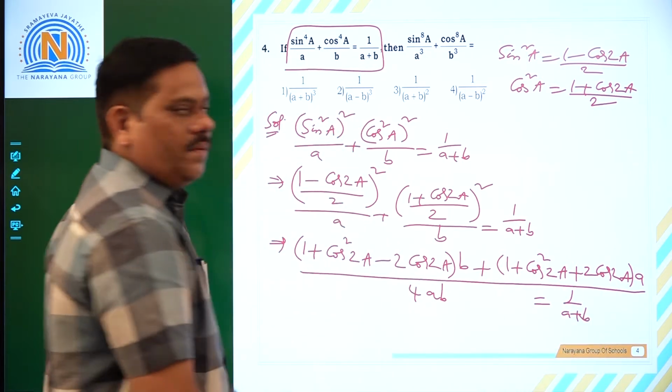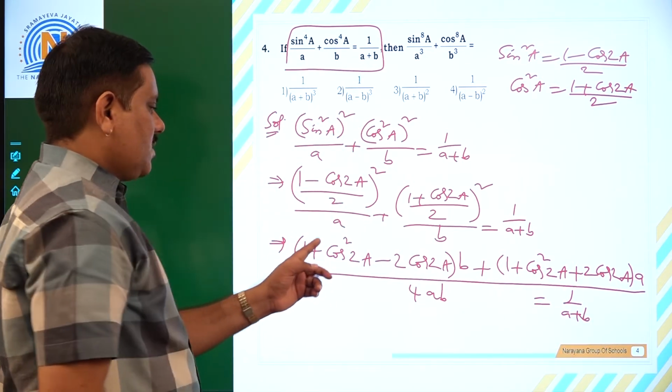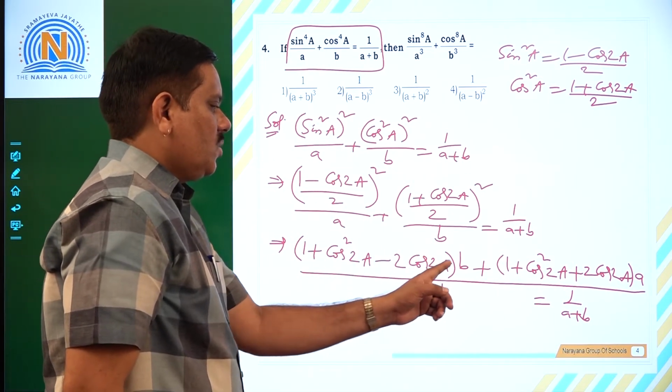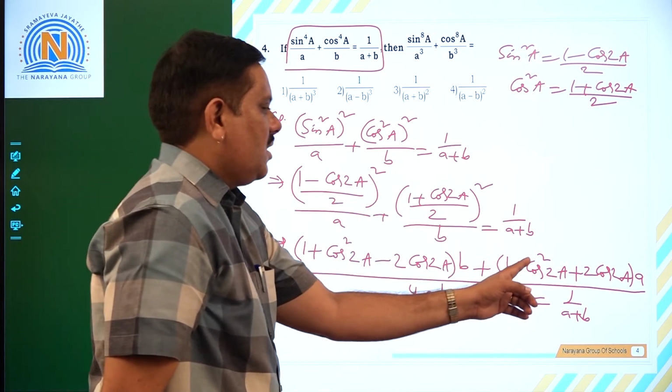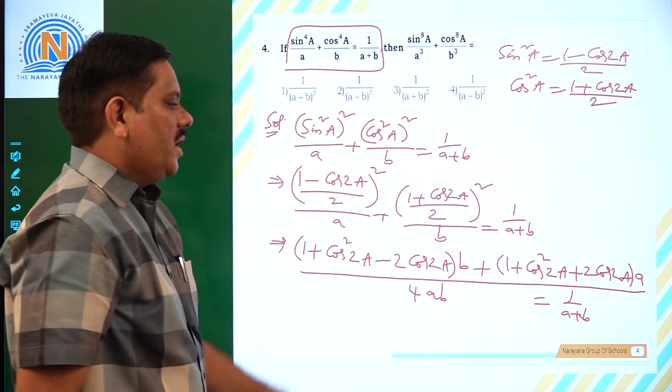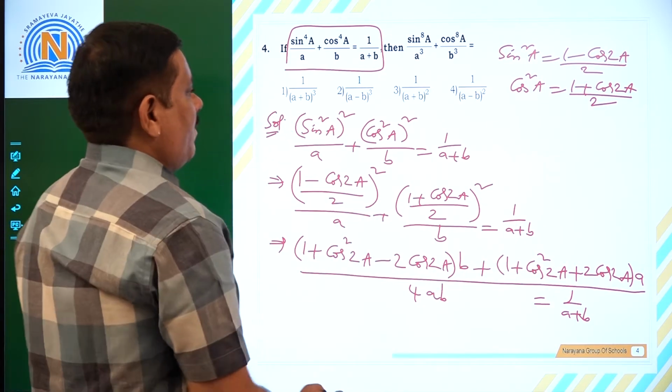This is what we are going to have. Fine. So we have 1 plus cos square 2a minus 2 cos 2a times b plus 1 plus cos square 2a plus 2 cos 2a times a is equal to 1 by a plus b.